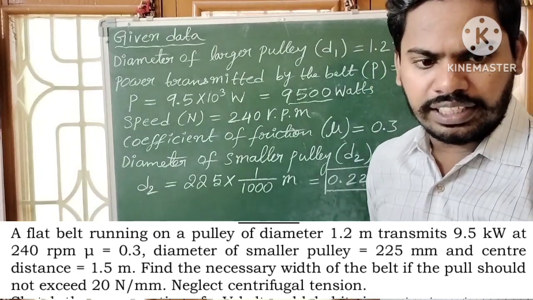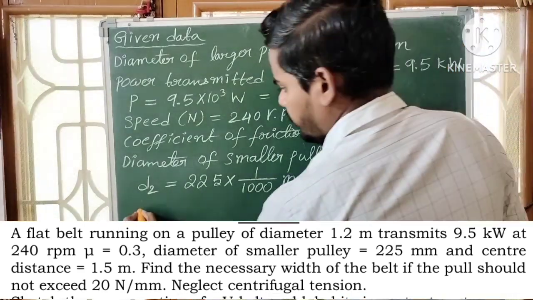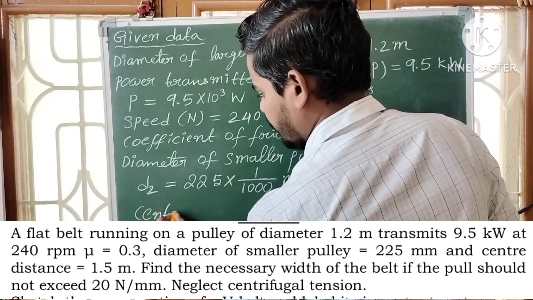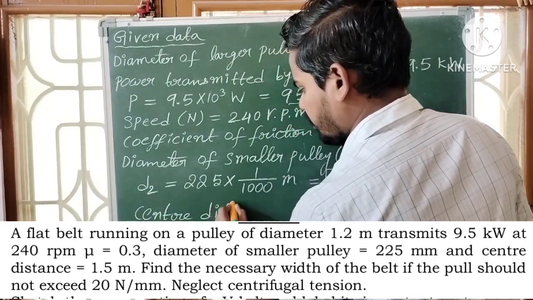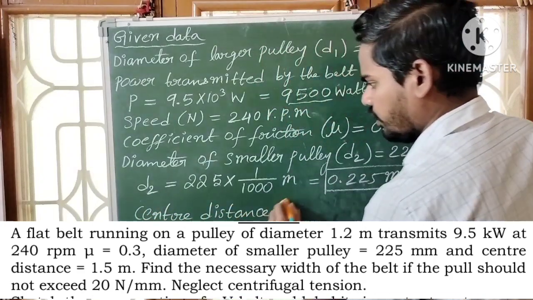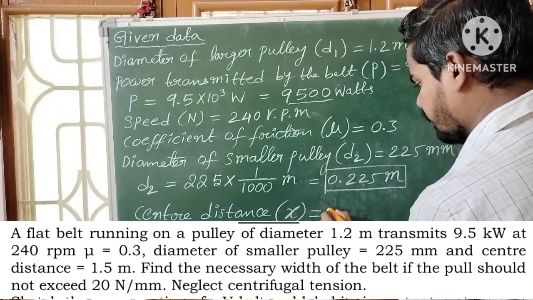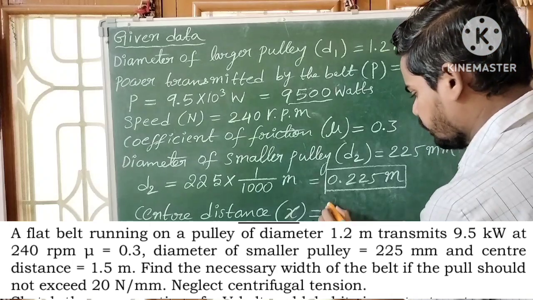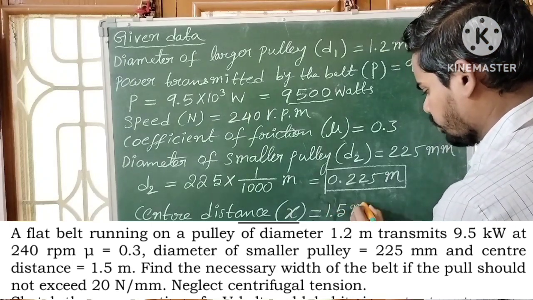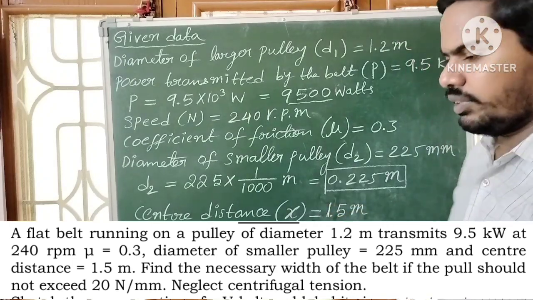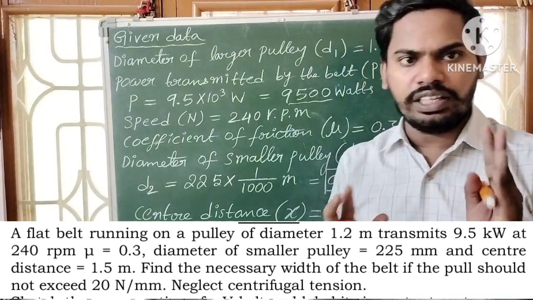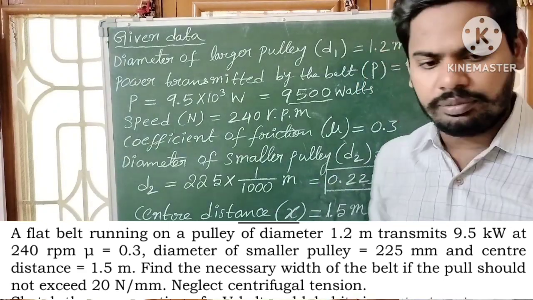Next, the given center distance. Let us say center distance is equal to x. Given center distance is 1.5 meters. So the distance between the centers of the larger pulley and the smaller pulley is 1.5 meters.